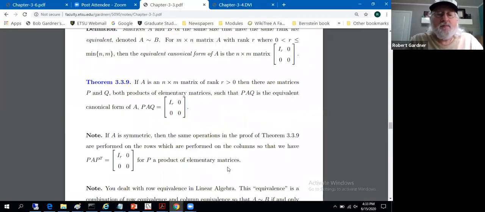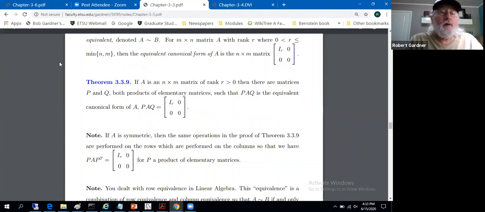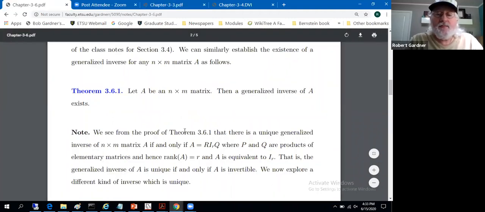To the notes for this section. All right. We see from the proof that there is a unique generalized inverse of an n by m matrix if and only if A equals R I sub R Q, should be P I sub R Q, where P and Q are products of elementary matrices. And so the rank of A would have to equal R, the size of this matrix we get inside.